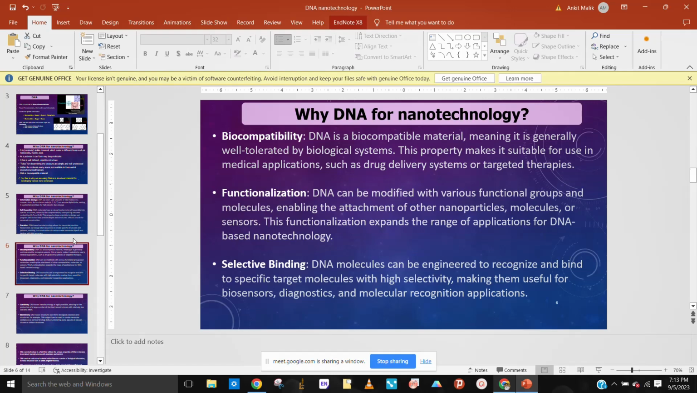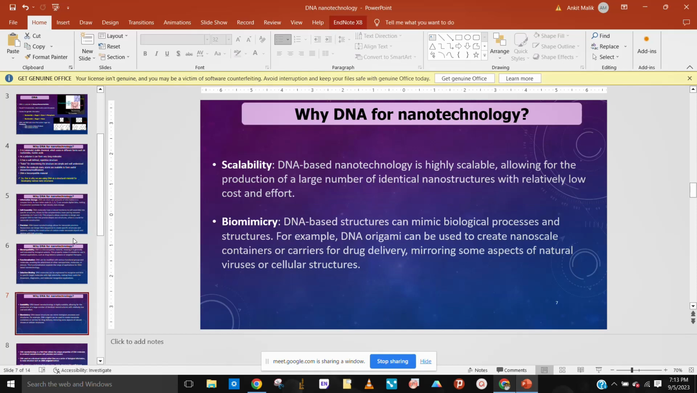Then functionalization. DNA can be modified with various functional groups and molecules, enabling the attachment of other nanoparticles, molecules, or sensors. This functionalization expands the range of applications for DNA-based nanotechnology. The other factor is selective binding. DNA molecules can be engineered to recognize and bind to specific target molecules with high selectivity, making them useful for biosensor diagnostics and molecular recognition applications.